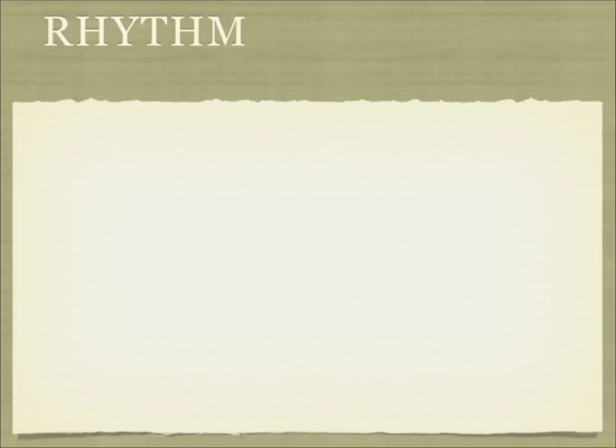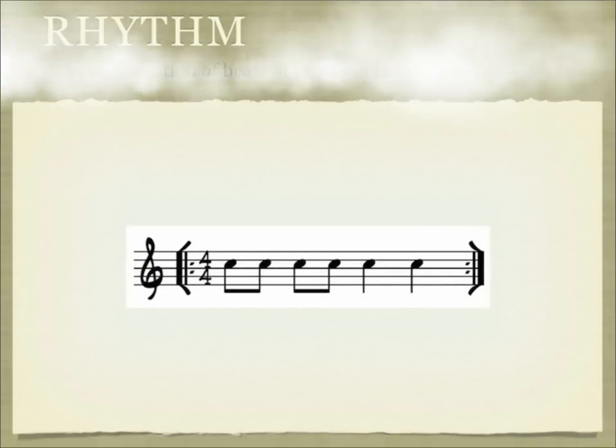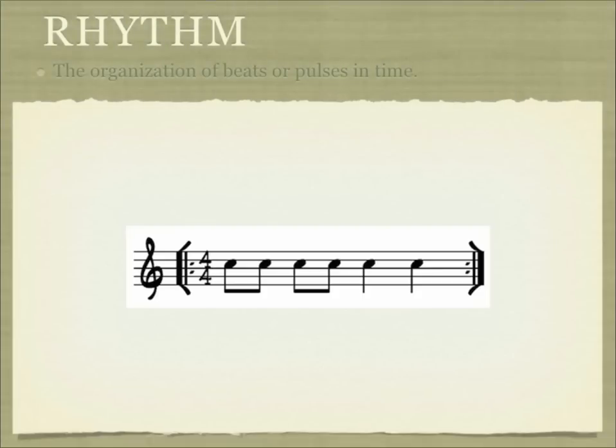Rhythm is the organization of beats or pulses in time. Since music is measured in the dimension of time and not space, composers organize how often they want the given beats or pulses to be played in time by a musician. Often these beats or pulses occur in patterns. Here is an example of a rhythm being played.